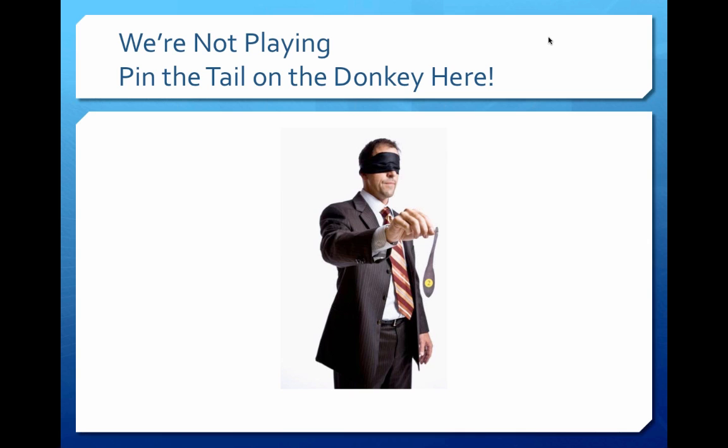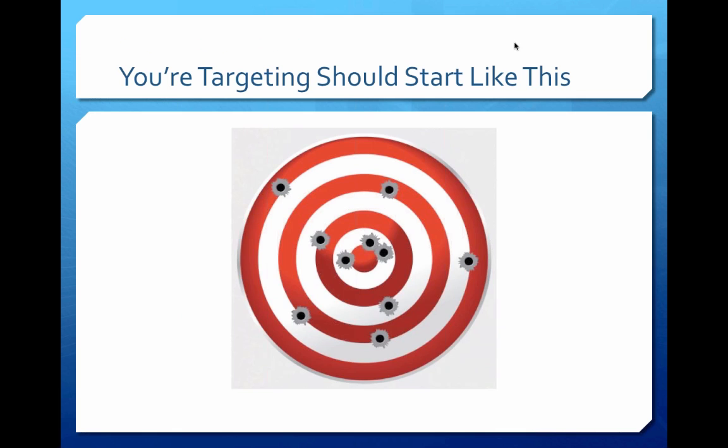So if you're not targeting the right crowd, you're not going to make any money. You're out there playing pin the tail on the donkey. And when Facebook takes our money and doesn't give us anything in return, we feel like the donkey, the ass on the wall, just walking around blindly. However, your targeting should start like this.